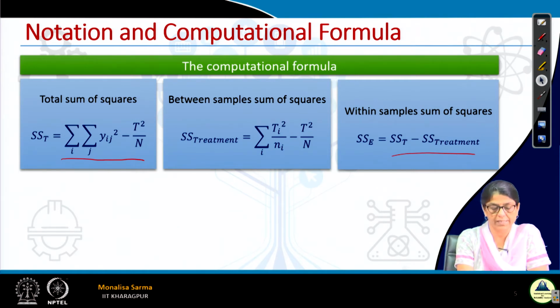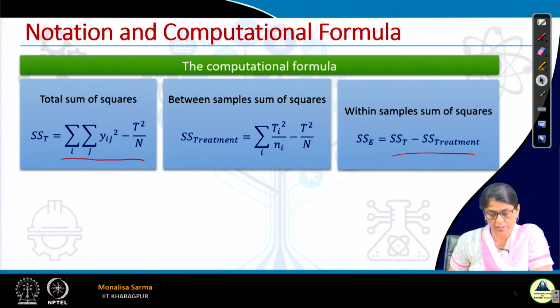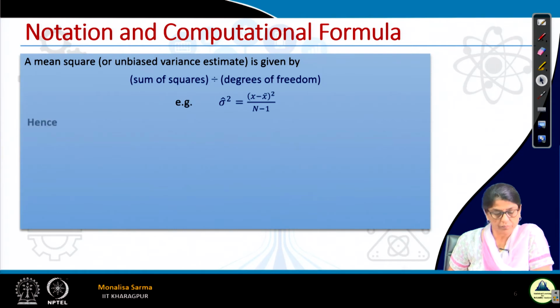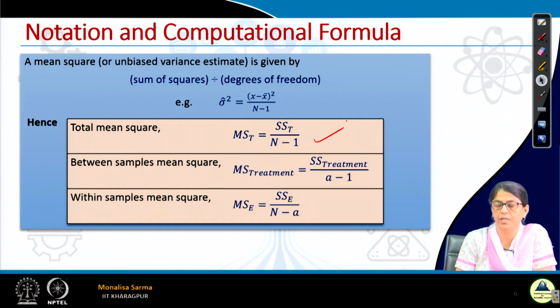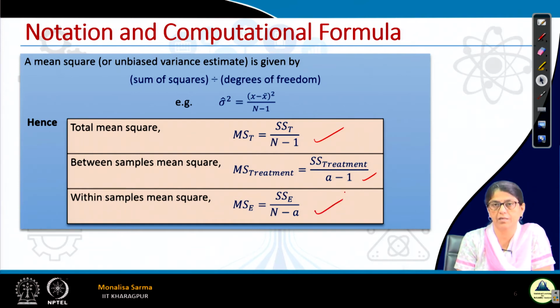Okay. So once I know SSE and SS treatment, I can find out the MS treatment and the MSE, isn't it. MSE will be SSE divided by total samples n minus a, and MS treatment will be SS treatment divided by a minus 1. So sum of squares divided by the degrees of freedom gives us the variance estimate, is not it. So, total mean square MST is SST by n minus 1, MS treatment is SS treatment by a minus 1, and MSE is SSE by n minus a.